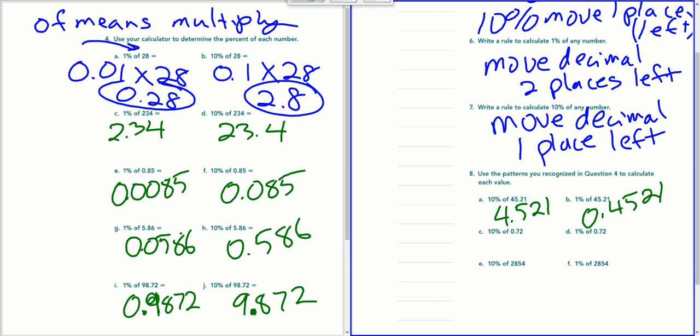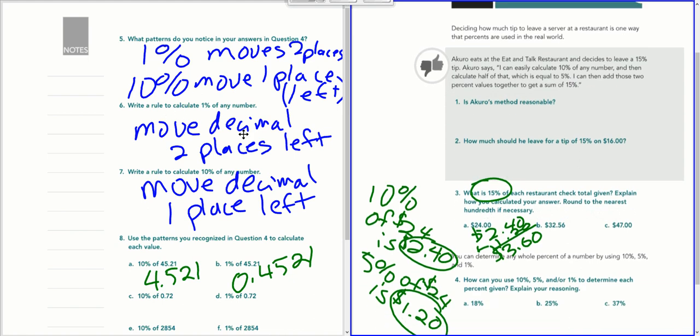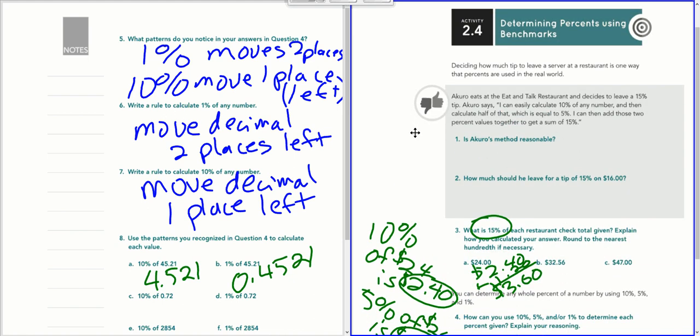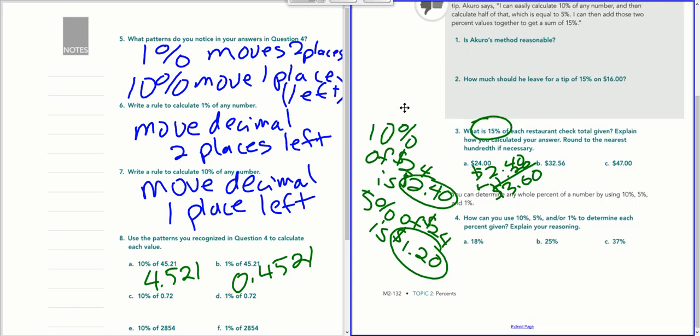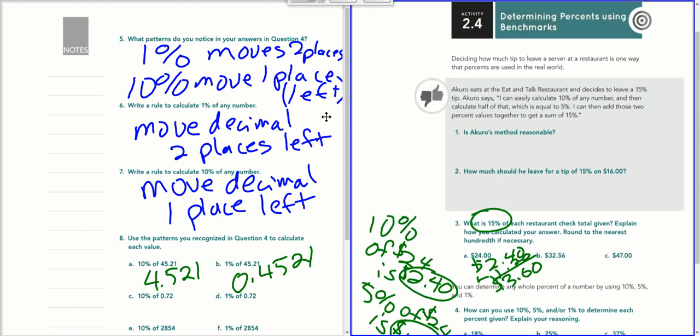Okay, so we'll just go into the next page. Wow, we're going speedy fast. Oh, wrong page. Okay, if you're following along, we're on page Module 2, Lesson 132. And on this page we're deciding how much to tip to leave a server at a restaurant, which is one way that percents are used in the real world.